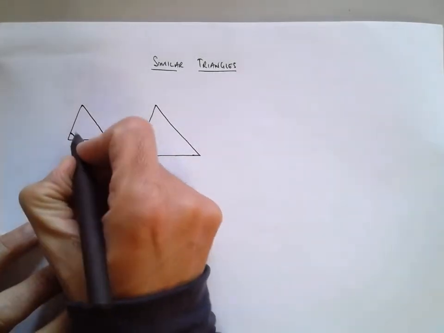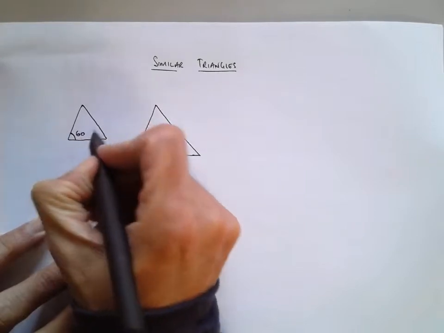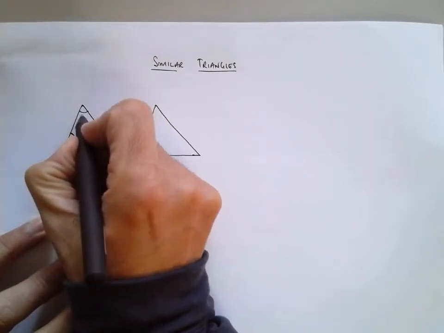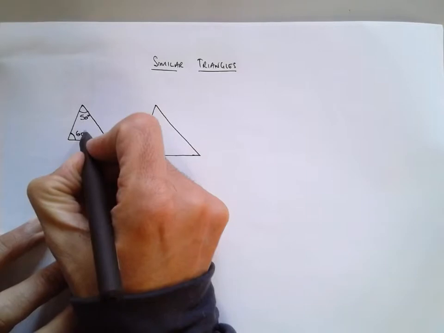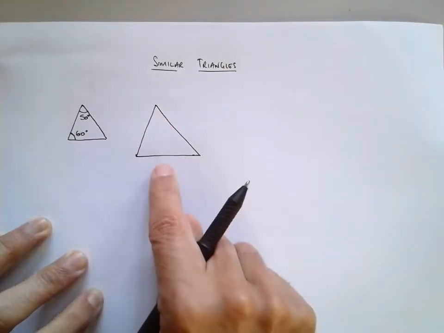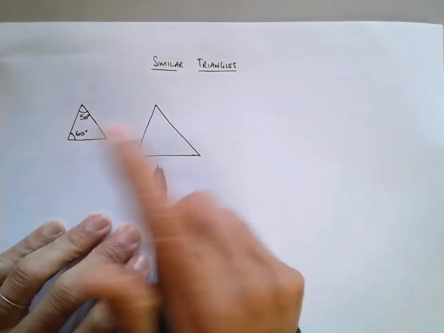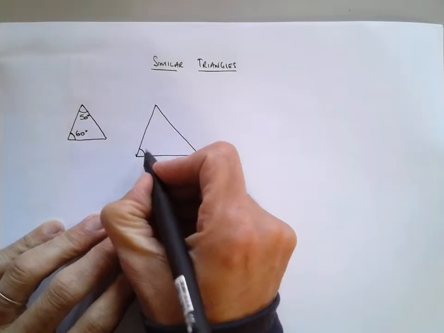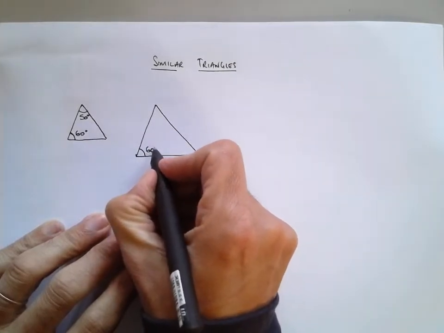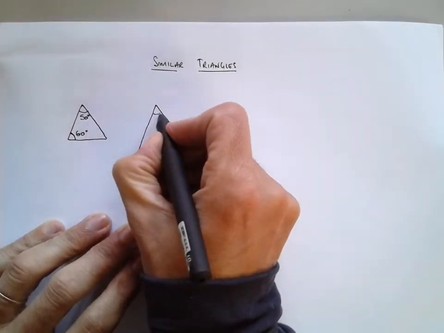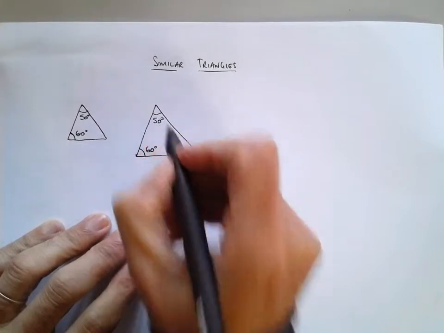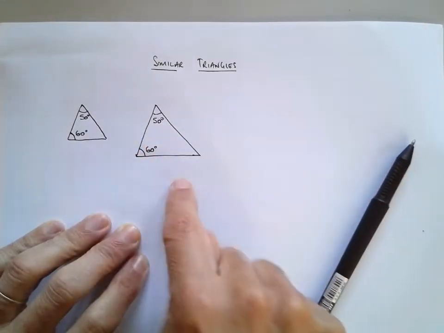So if, for instance, this was 60 degrees and this was 50 degrees, if this triangle here also had an angle of 60 degrees, and it doesn't have to be in this same orientation, but this time it will be, and 50 degrees, then we can say that the two triangles are similar.